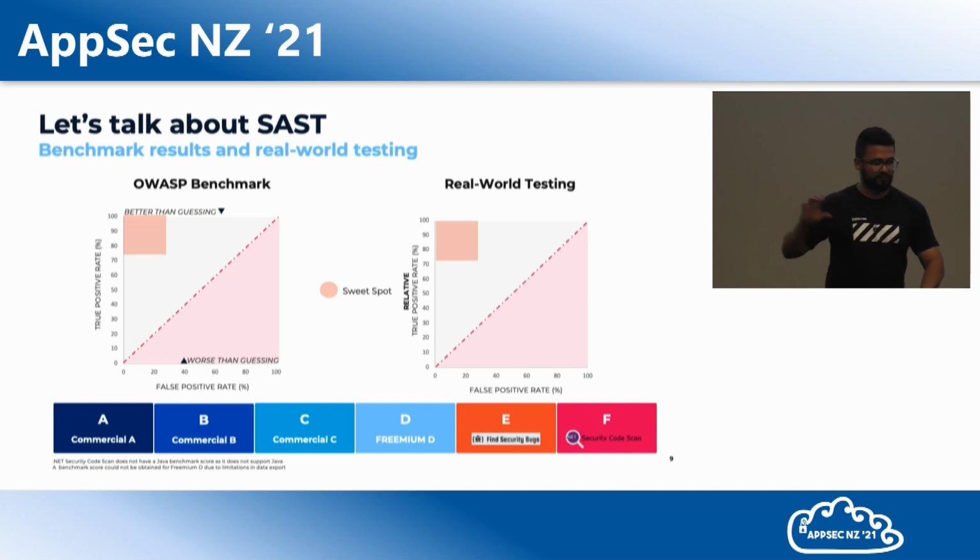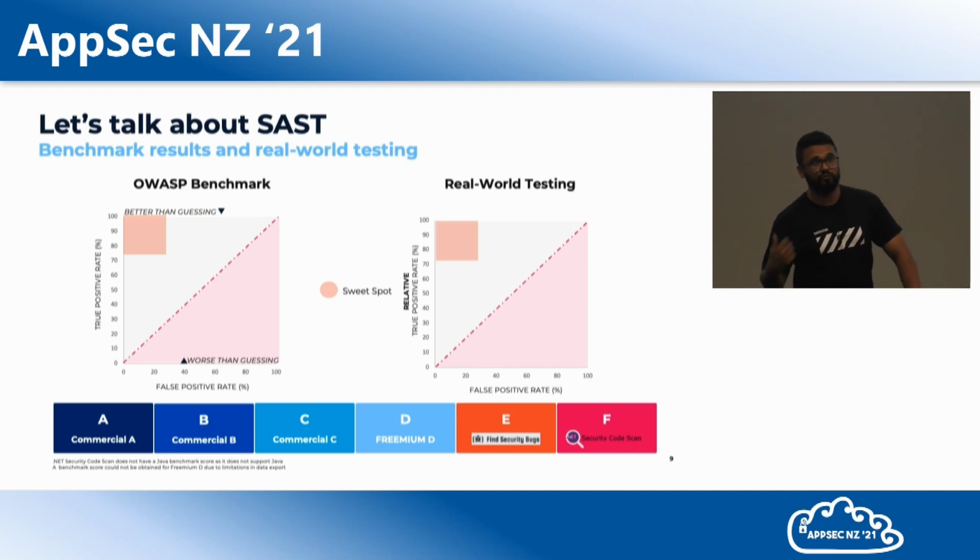We've also got one for our real-world testing. In the real-world testing, these are relative true positive rates because we can't truly know exactly how many vulnerabilities exist in your code. But what we did was we took all of the things we found from every vendor, stacked them up, saw how many of them someone was able to hit, and calculated that.